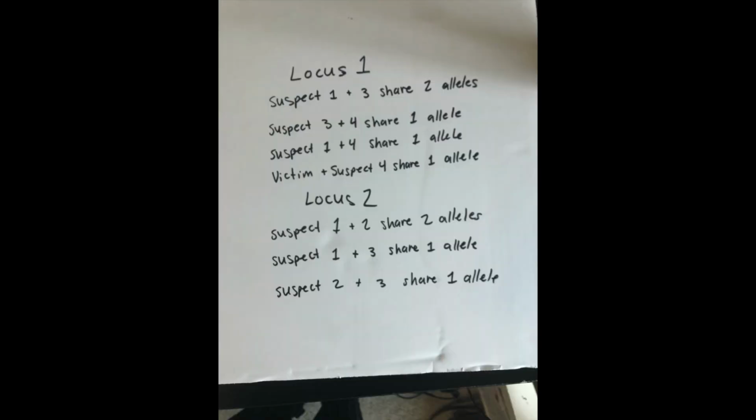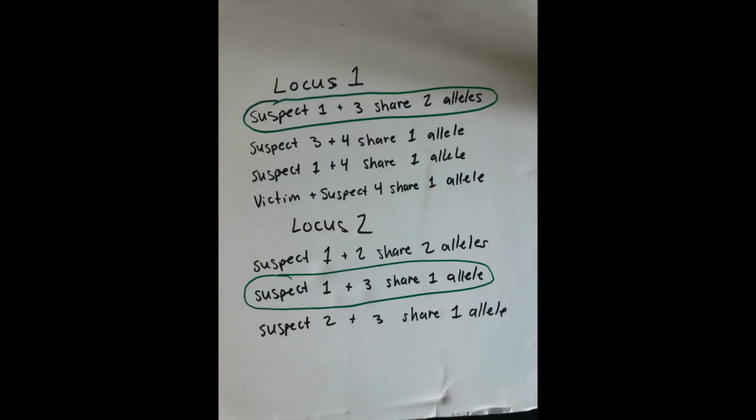The only suspects, or your pets, that share alleles on both loci are suspects 1 and 3. This means that suspects 1 and 3 are most likely related. You find out that suspect 3 is actually the father of suspect 1. This means that suspect 1 inherited half of their alleles on each locus from suspect 3.